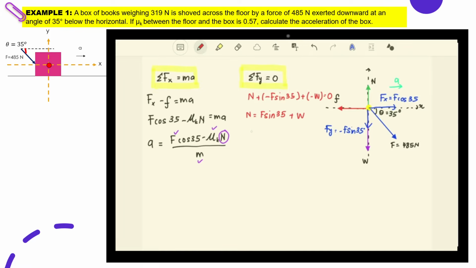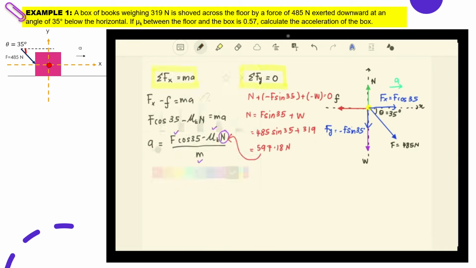Now let's write F is equal to 485 sine 35 plus the weight. The mass is not given, it's given the weight of the book, which is 319 Newton. So we can calculate the normal force N. The answer is 597.18 Newton. So we can substitute in this equation.